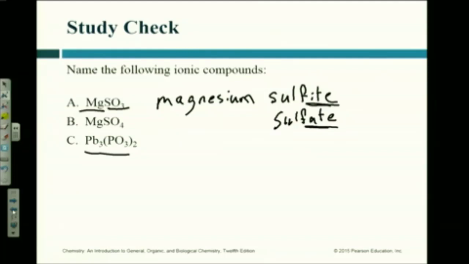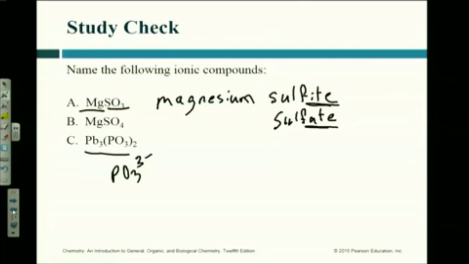Lead. You need a Roman numeral, don't you? Because it's lead. Even though it's not truly in the transition metals, it's underneath down there, so it needs a Roman numeral. So how are we going to decide the Roman numeral? Well, this PO3 has a charge of 3 minus. And this is phosphite, right? So, how many phosphite ions do I have? I have 2, don't I?